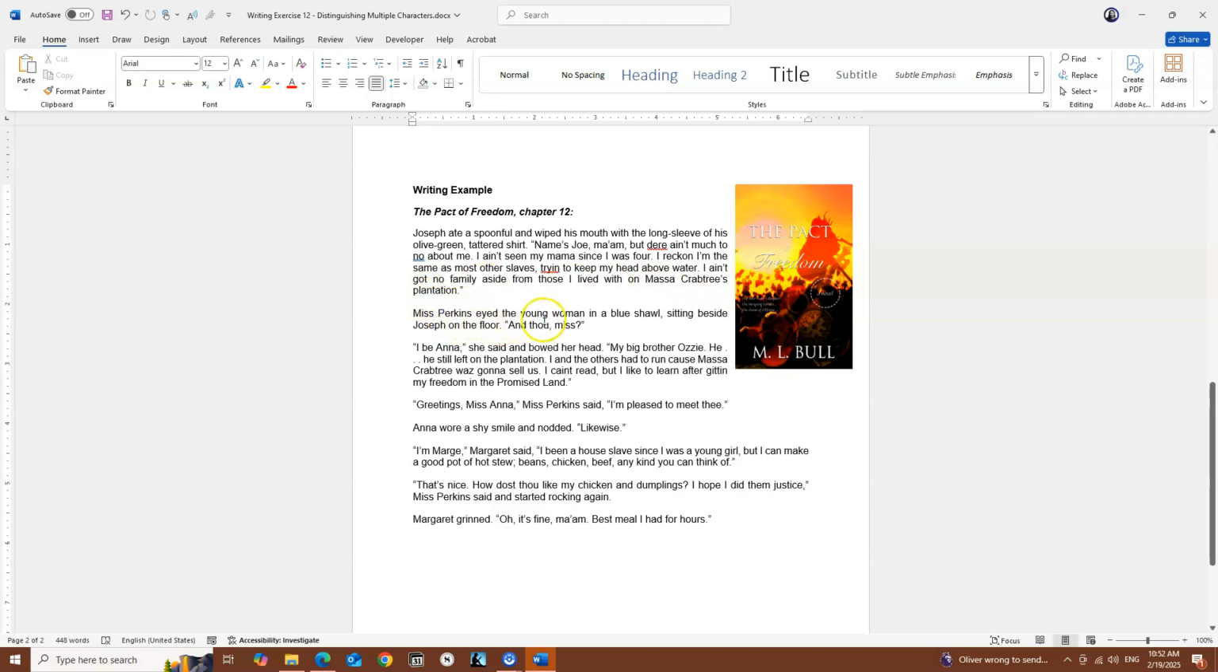Miss Perkins eyed the young woman in a blue shawl sitting beside Joseph on the floor. "And thou, miss?" "I'll be Anna," she said, and bowed her head. "My big brother, Ozzie, he's still left from the plantation. I and the others had to run 'cause Master Crabtree was going to sell us. I can't read, but I'd like to learn after getting my freedom in the Promised Land." "Greetings, Miss Anna," Miss Perkins said. "I'm pleased to meet thee." Anna wore a shy smile and nodded.